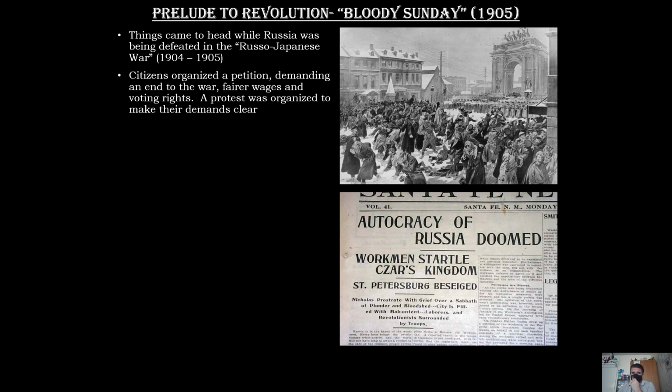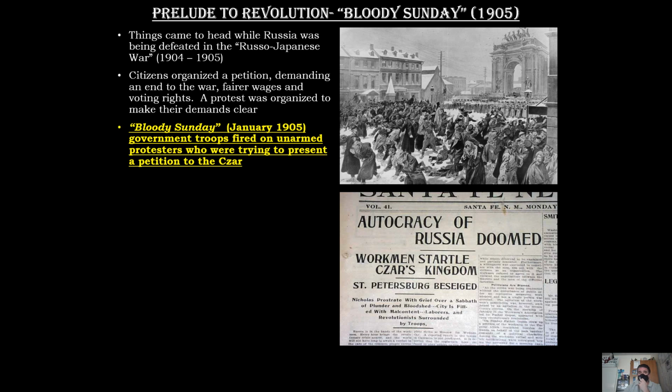Now, at this point, we've got Tsar Nicholas II, who just happens to be the last Tsar. And he could have gone out and negotiated with them. He could have talked to them, but he is a Tsar. He wields unlimited power. He's not used to having his authority questioned. So that's not what he does. What he does results in what becomes known as Bloody Sunday.